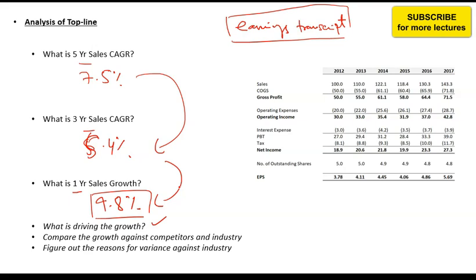इस कंपनी ने ऐसा क्या करा है जो दूसरी कंपनी से नहीं करा, या दूसरी कंपनीज ने ऐसा क्या करा है जो इस कंपनी ने नहीं करा. So that is what you need to understand. So compare the growth against competitors and industry, and figure out the reasons for variance against industry. So you look at the historical growth. Historical growth को analyze करने के बाद, trend देखने के बाद, second thing is what is driving the growth. Find that out. What has led to change in growth? किस वजह से growth गिरी है, किस वजह से growth बढ़ी है.